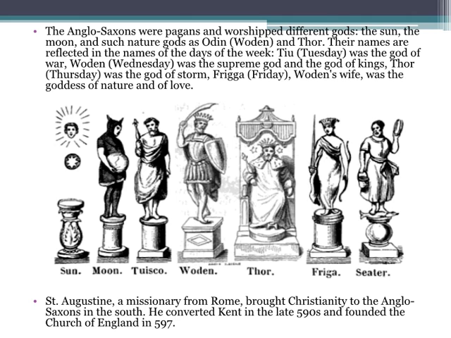Saint Augustine, a missionary from Rome, brought Christianity to the Anglo-Saxons in the south. He converted Kent in the late 590s and founded the Church of England in 597.